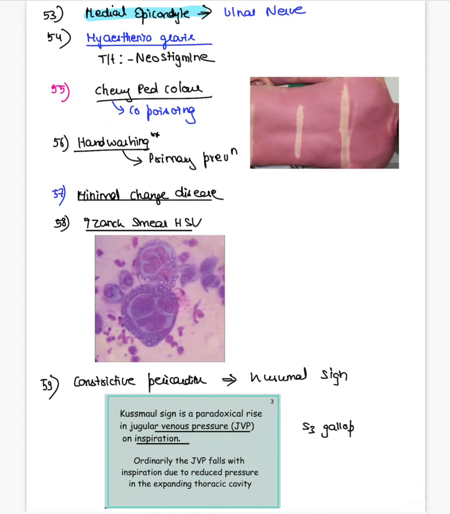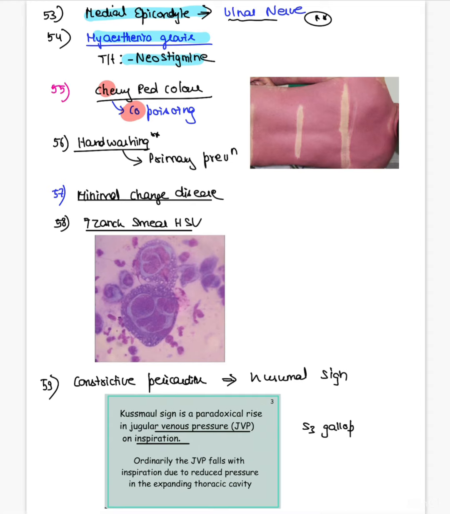Now coming on to the next one, guys. They ask you medial epicondyle and nerve injury. I have already discussed that in the last part. Myasthenia gravis, guys, treatment neostigmine. Then cherry red poisoning: C for cherry red, guys, C for carbon monoxide poisoning. Hand washing, guys, a method of primary prevention, already done.